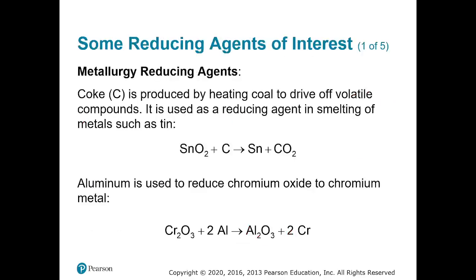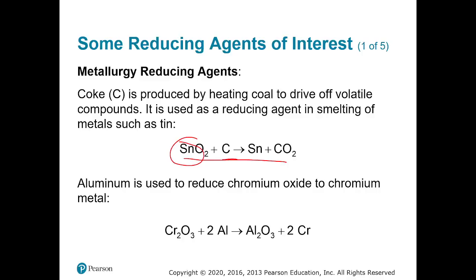So metallurgy, reducing agents. We can use coke as a reducing agent. This is actually one of the forms of carbon, one of the many forms of carbon. It's produced by heating coal to draw off the volatile compounds. It's then used as a reducing agent in things like smelting metals. Right here we actually see smelting tin to produce tin. And so here we have one of the forms of tin that you can get, SnO2, that has the oxides right now, so you don't have the metal. You need to reduce it down to the solid metal.